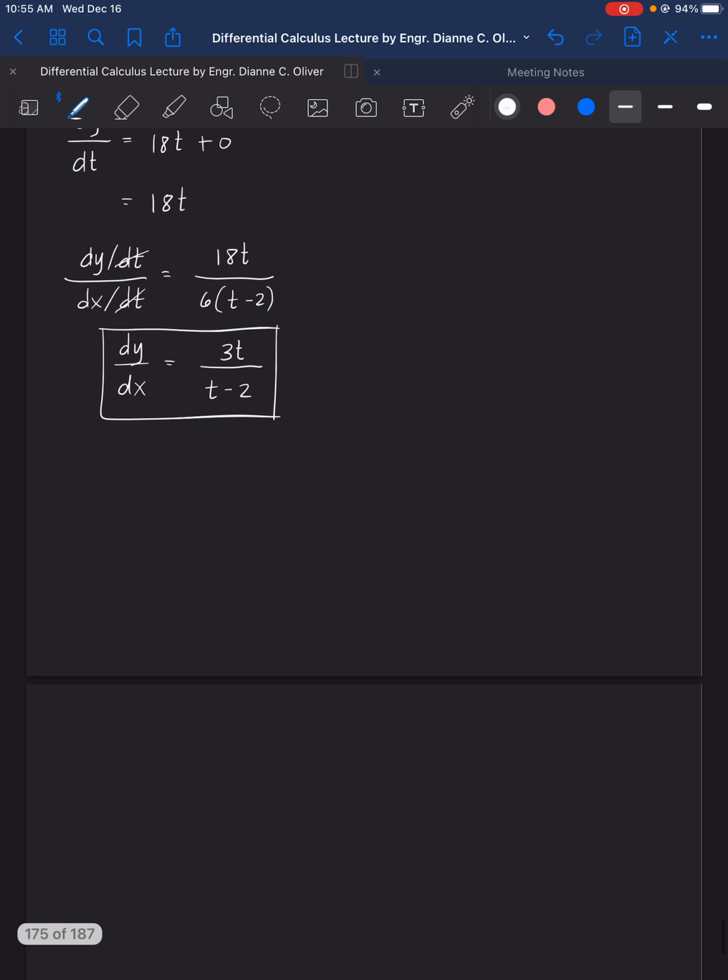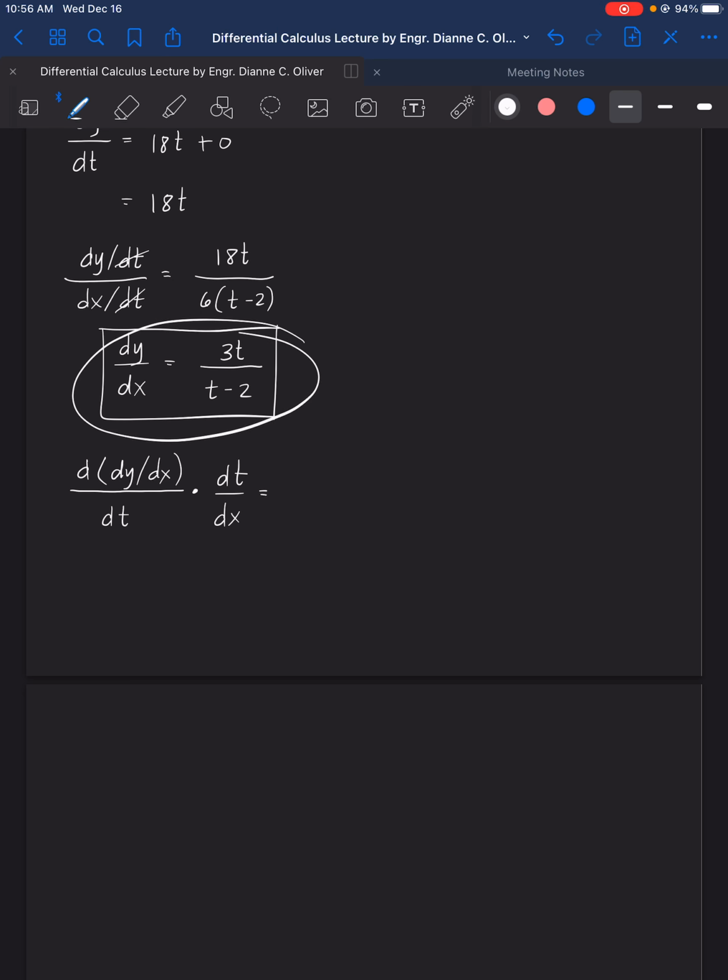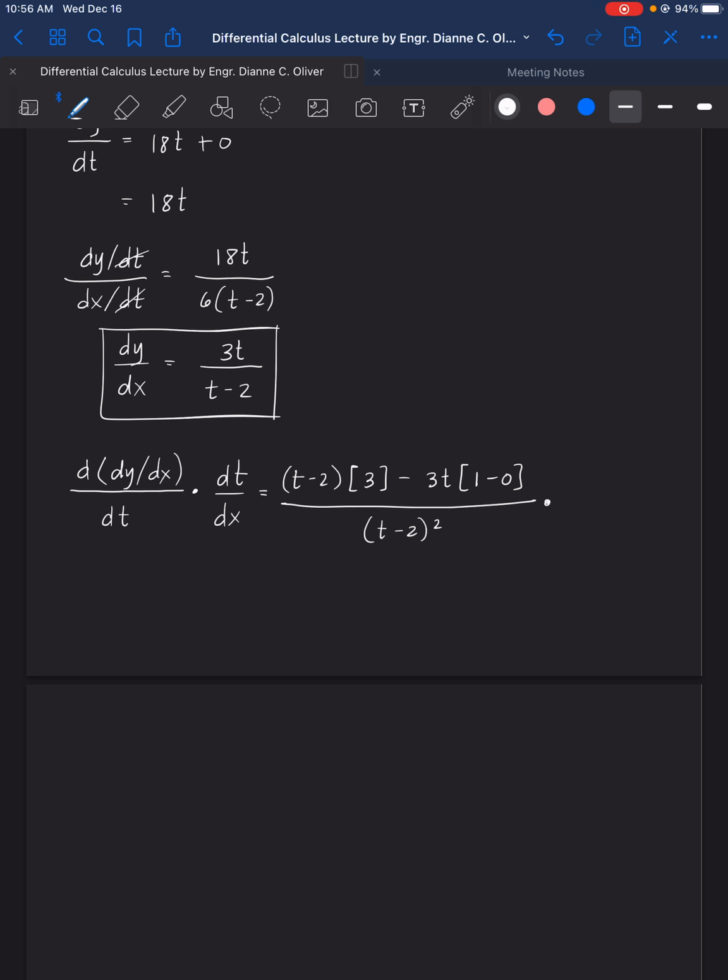For the second derivative, we will be deriving dy over dx with respect to t, but we will multiply this with dt over dx so as to remove the dt. Okay, so let's first derive this. So we have there t minus 2, derivative of 3t, minus 3t, derivative of t minus 2, all over t minus 2 squared, then multiply this with dt over dx.